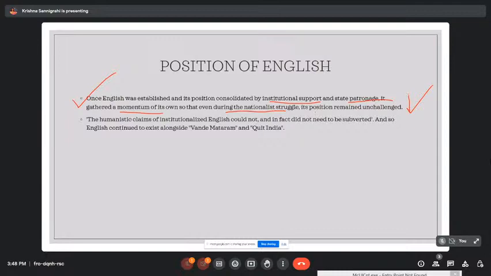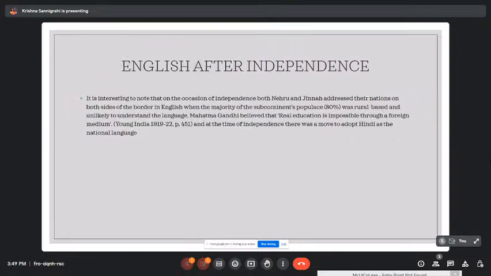So the humanistic claims of institutionalized English could not, and in fact did not, need to be subverted. And so English continued to exist alongside Vande Mataram and Quit India. So though the nationalist struggle was not supporting English, even then, along with the nationalist struggle, Indian soil gave space to English to flourish. And that is how English blossomed in the Indian soil.